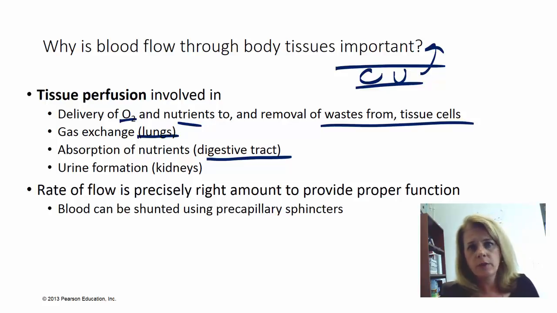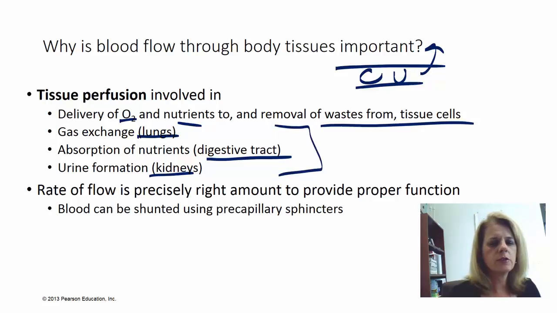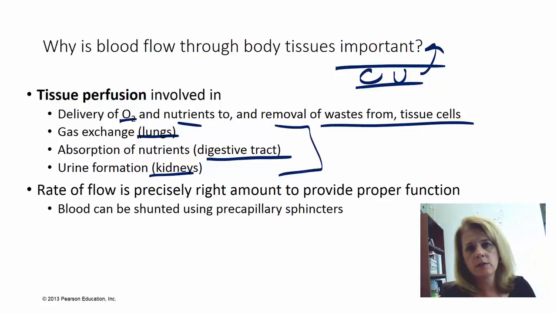You also need blood flow to the kidneys. As blood flows through the kidneys, they filter it and form urine. We're going to do units on the lungs, digestive tract, and kidneys in this course, and you're really going to see the importance of blood flow in those organs as we move through those individual systems.